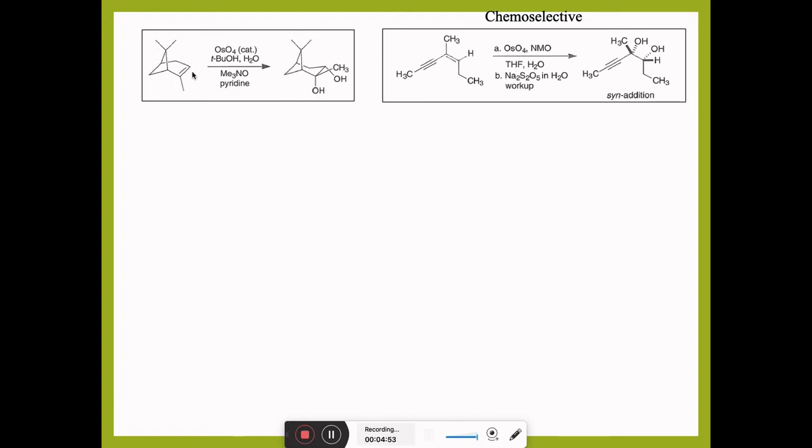example where again you can see, on the side where there is more steric hindrance, the OsO4 will not attack; it will attack from the side where there is less steric hindrance. So you'll get a diol.